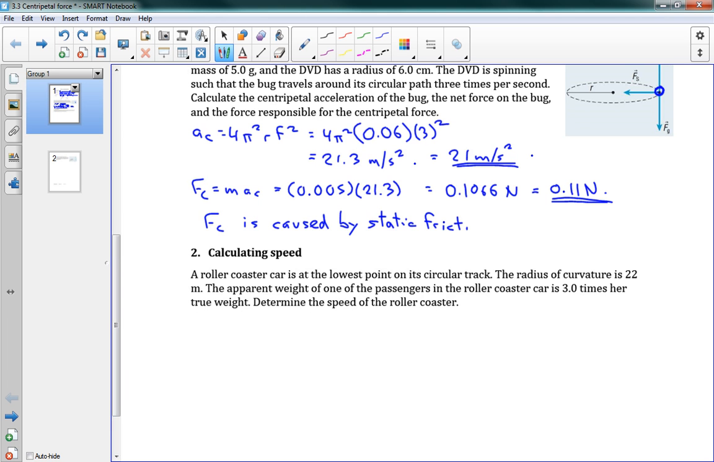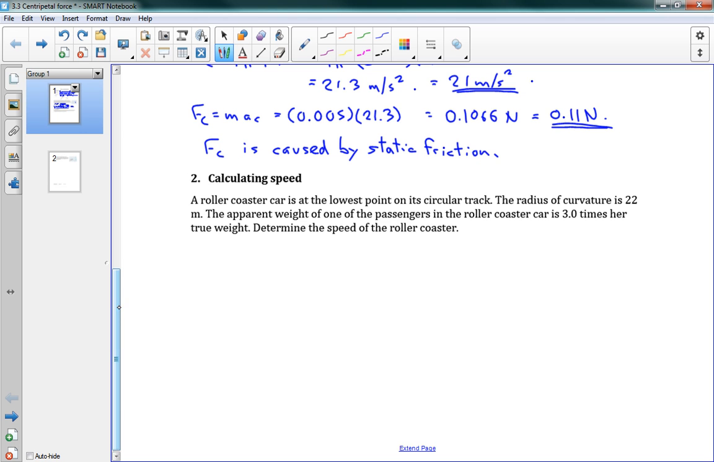And you can see again, our centripetal force could be caused by any number of things. Good. Next problem. We're going to calculate speed now. A roller coaster car is at the lowest point on its circular track. The radius of curvature is 22 meters. So we've got a roller coaster.